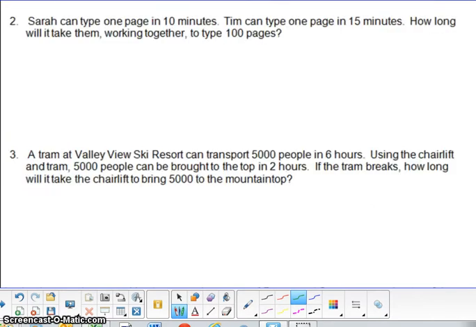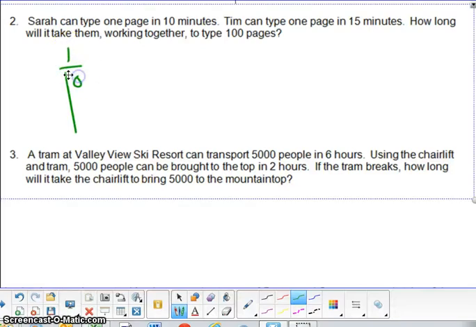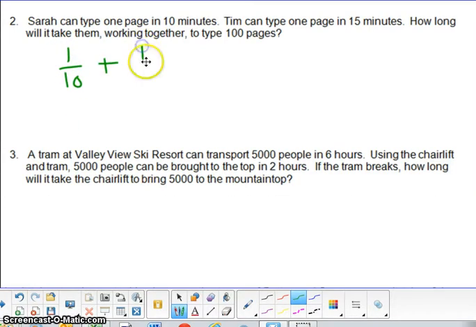The next one is very similar to the first one. I'm going to set it up for you, and then I would like you to solve. First of all, Sarah can get the job done in 1/10 of the time because it takes her 10 minutes. Tim can get this job done in 15 minutes. And then how long is it going to take them working together to do 100 pages? So there's 100 pages, and we do not know how long it would take them, so we are going to solve for x. See if you can get 600 minutes.